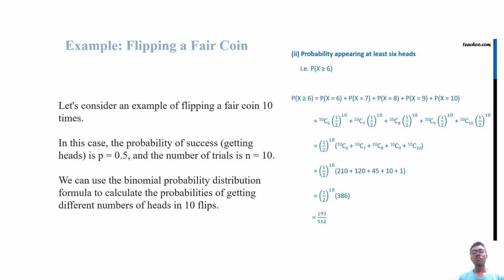In this equation, (1/2)^10 is common, therefore we take it out, and the remaining is 10C6 + 10C7 + 10C8 + 10C9 + 10C10. In the calculator, we can get the values of 10C6, 10C7, 10C8, 10C9 and 10C10, and finally we will get the answer as 193/512. Similar to this problem, the previous problem is also the same.